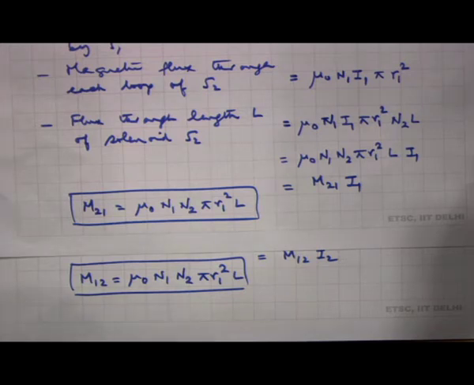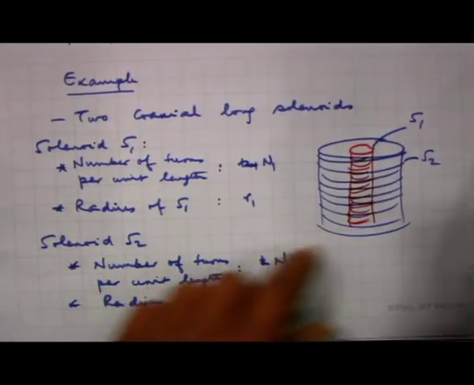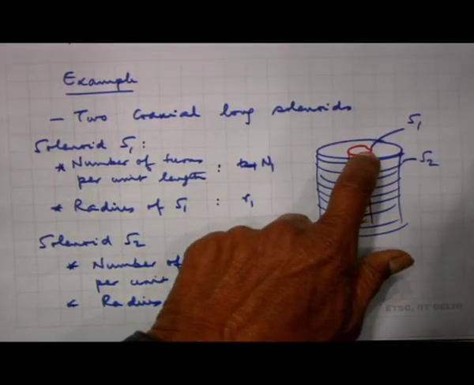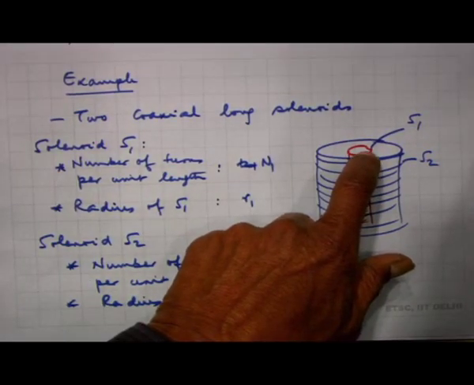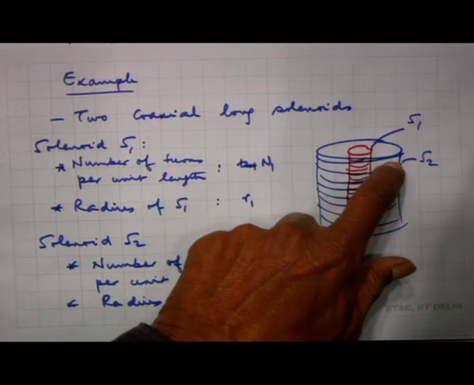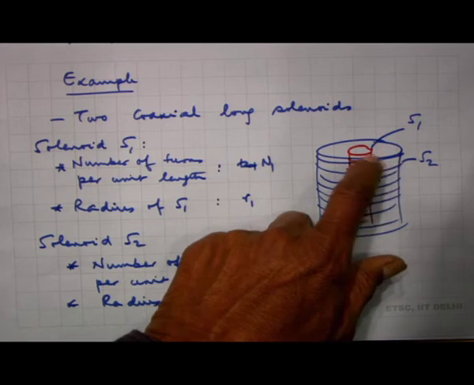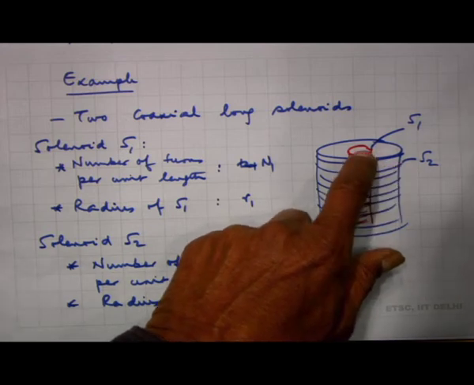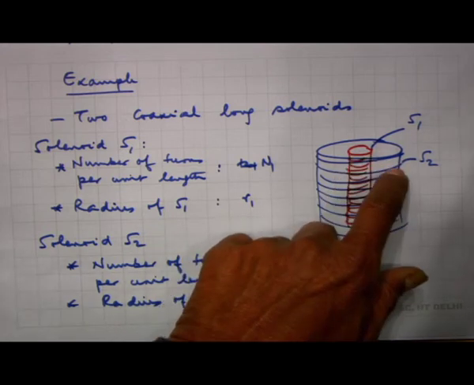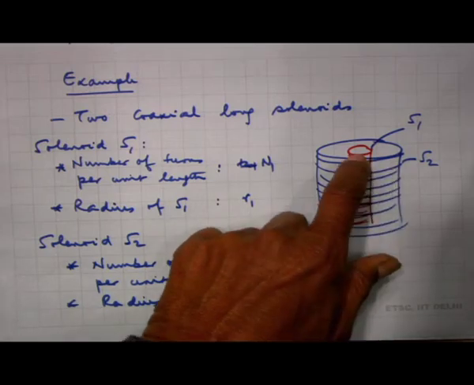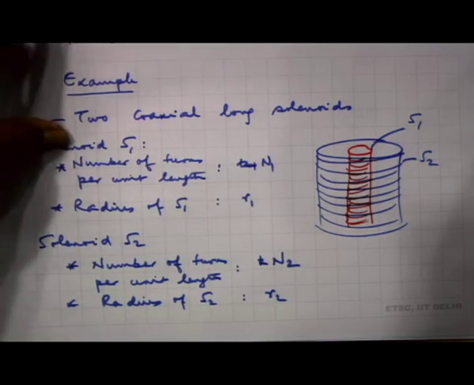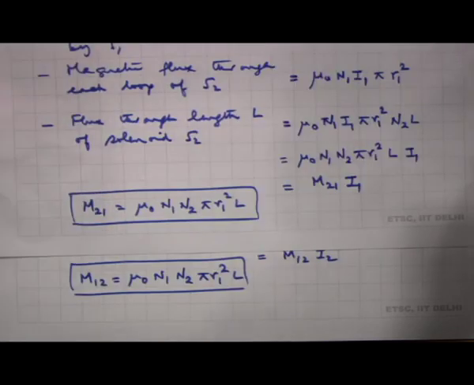So, if I pass a current I through S1, the magnetic flux enclosed by S2 is M21 into I1. If I pass the same current through S2, the flux enclosed by S1 is the same, because the proportionality constants M12 and M21 are exactly equal.